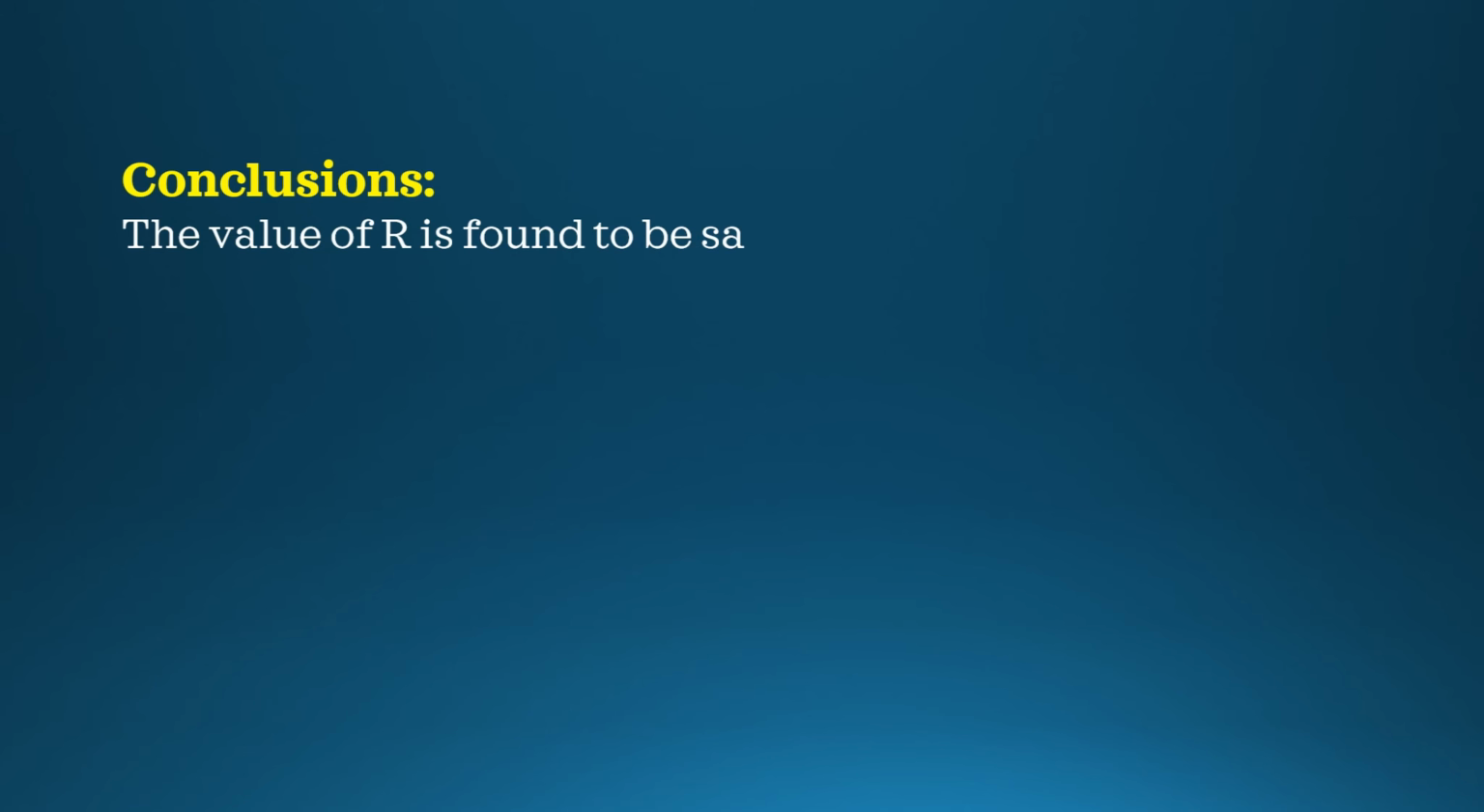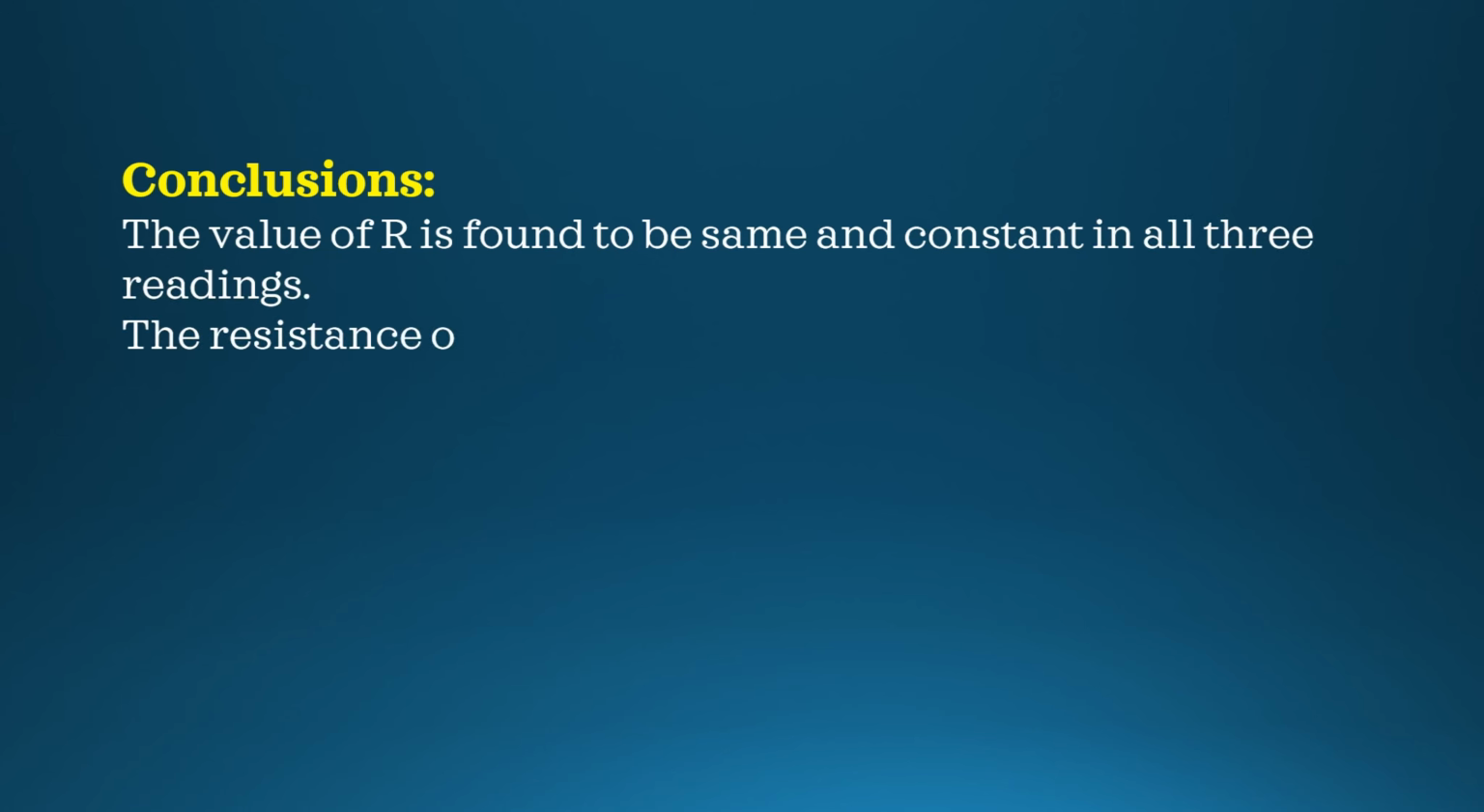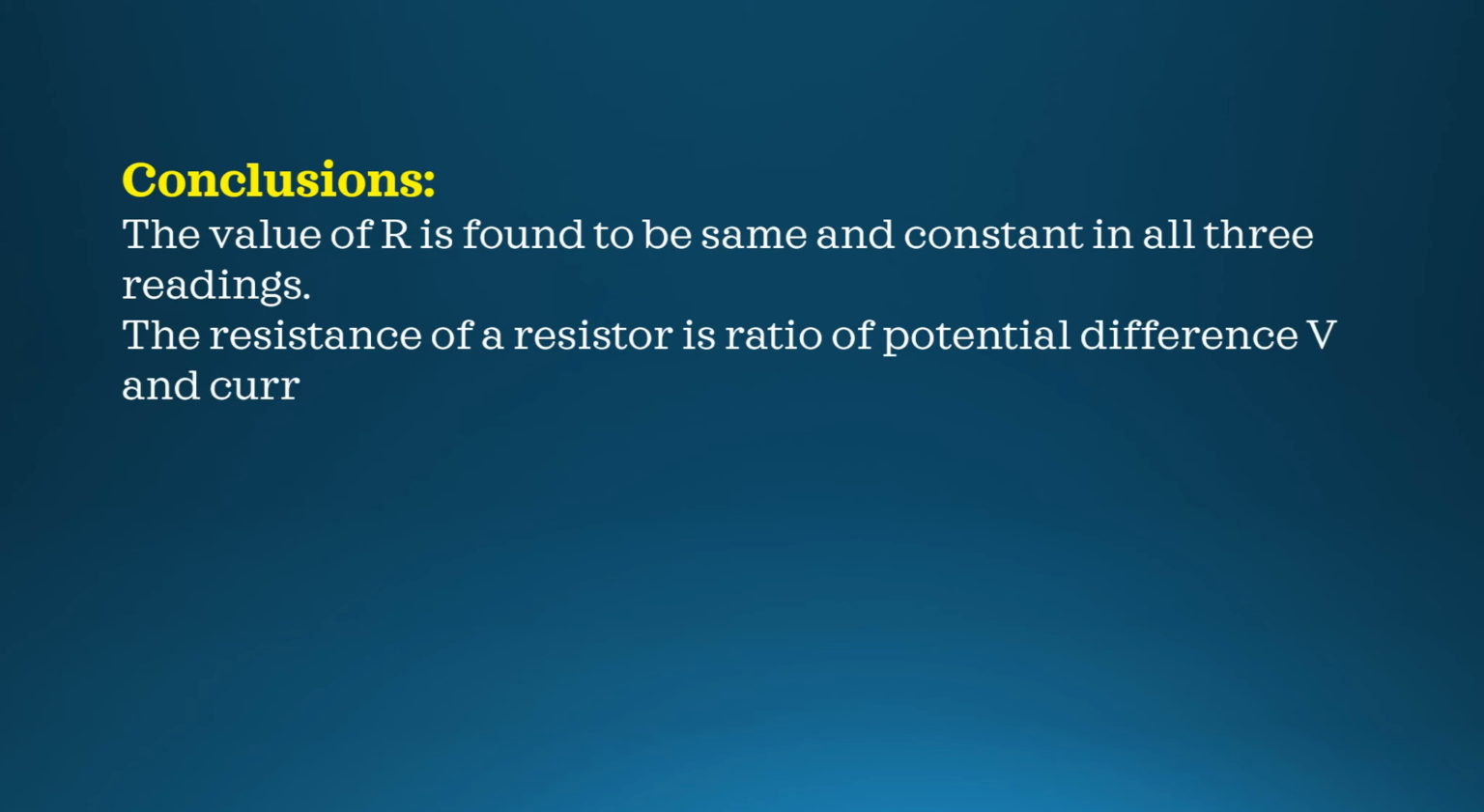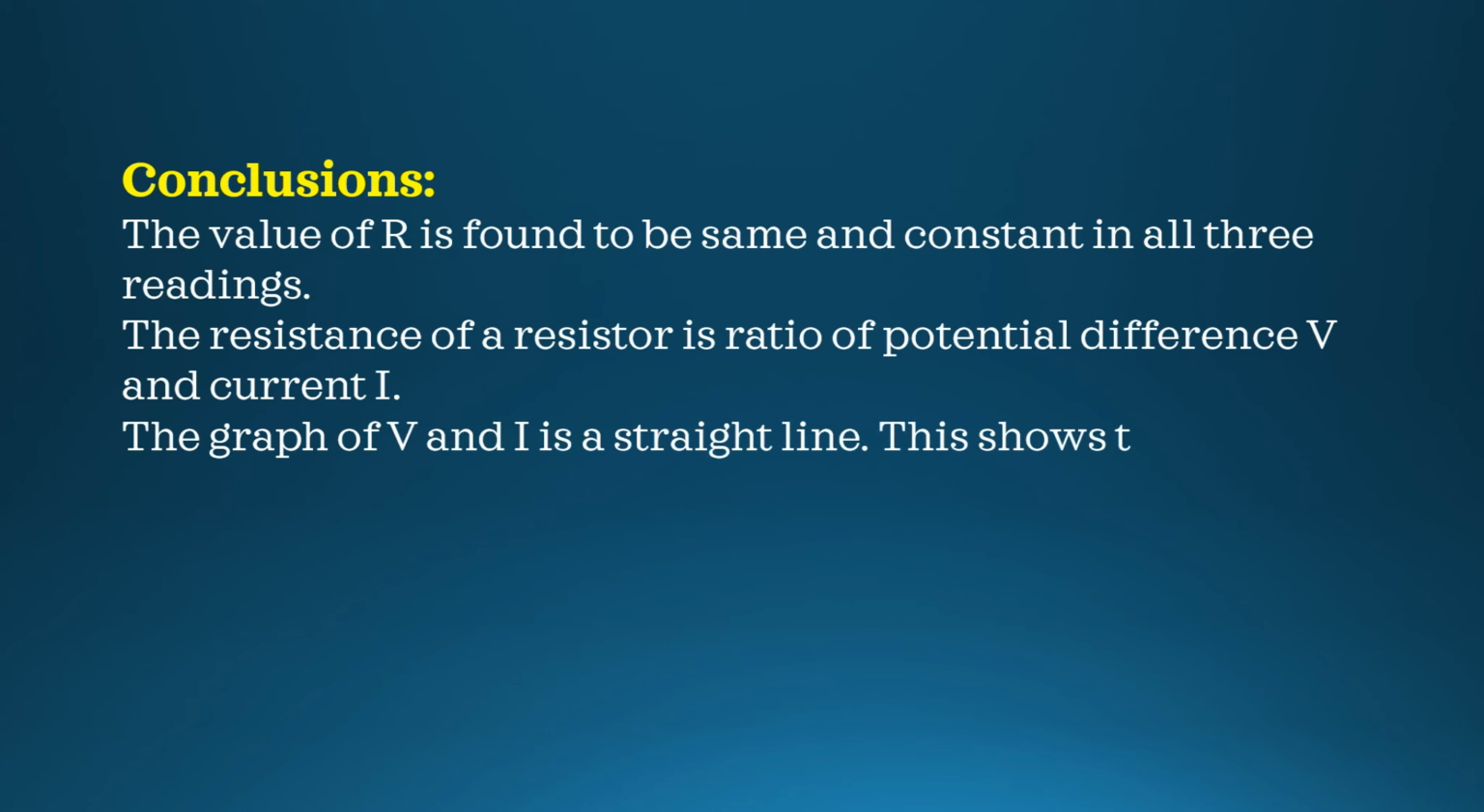Okay. Next, conclusions. The value of R is found to be the same and constant in all readings. Here we took 3 or 4 readings, but the R value is the same. The resistance of a resistor is the ratio of potential difference V and current I. The graph of V and I is a straight line. This shows that V is directly proportional to I. So this verifies Ohm's law.